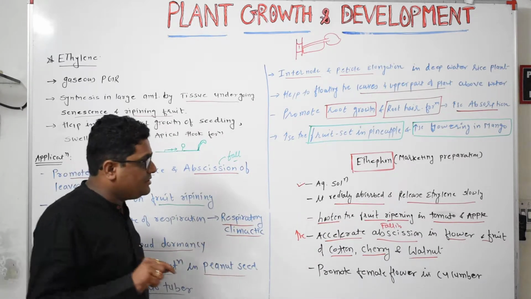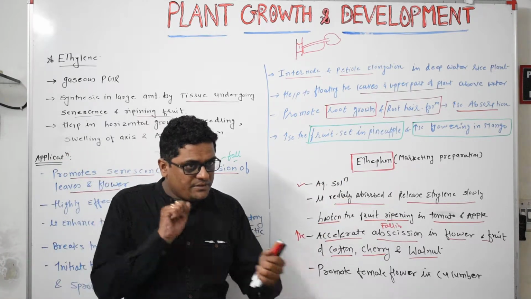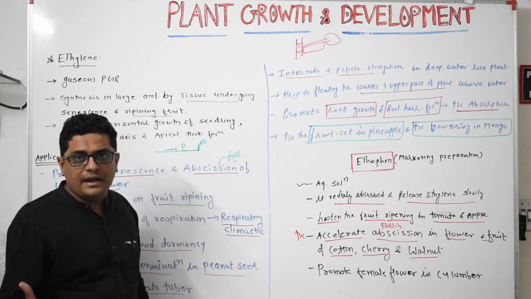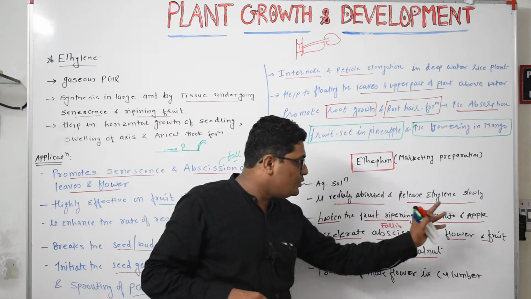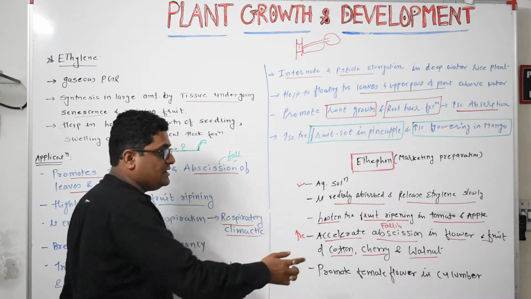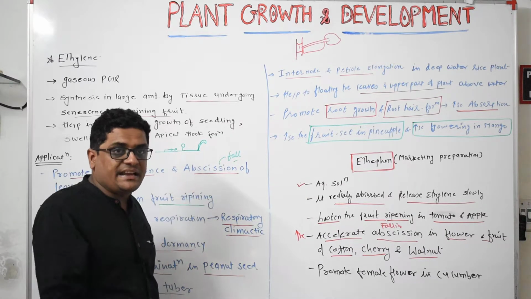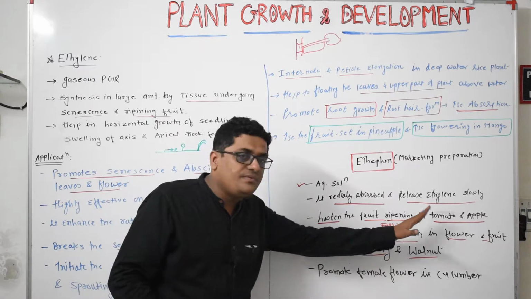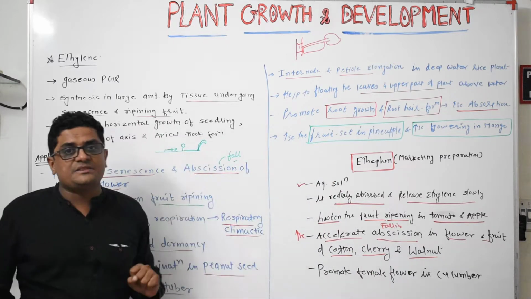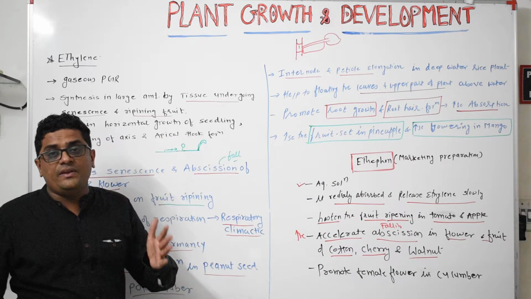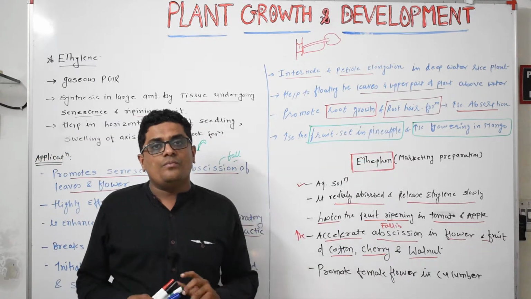The marketed preparation that is similar to ethylene is called ethaphone, available in an aqueous solution. When we spray ethaphone on the plant, it is readily absorbed by the plant, and the plant releases ethylene slowly, which hastens fruit ripening in tomato and apple. Also, it accelerates, meaning it increases, the falling of flowers and fruit in cotton, cherry and walnut. Also, ethylene is responsible for the development of female flowers in the cucumber, and thereby increases the yield of the cucumber plant. Clear?